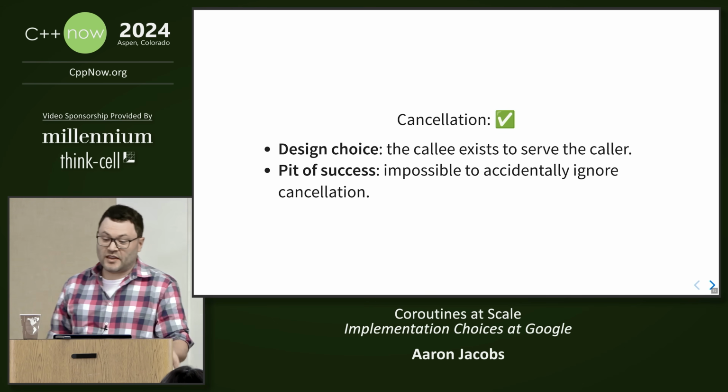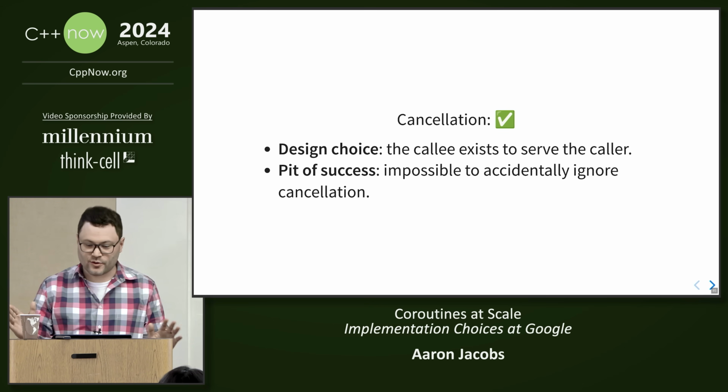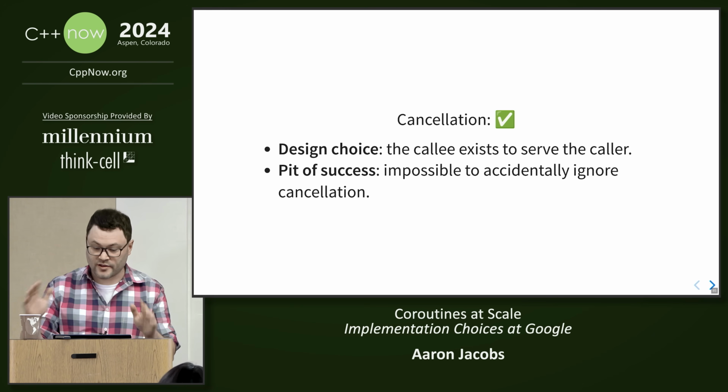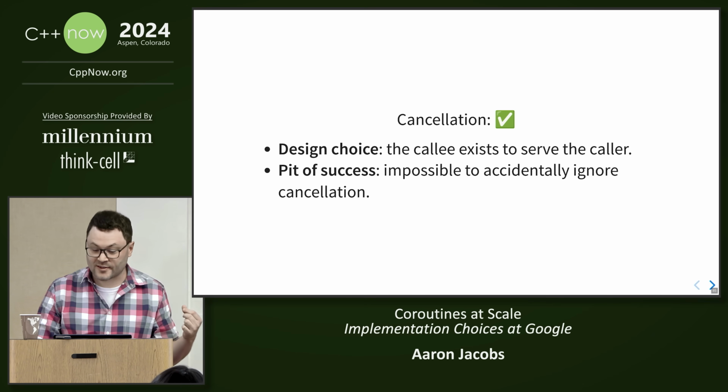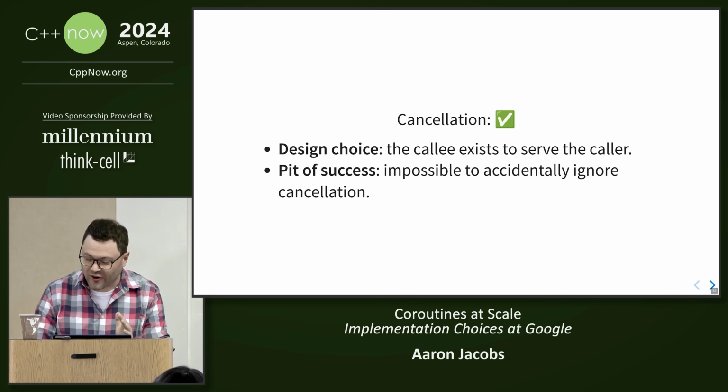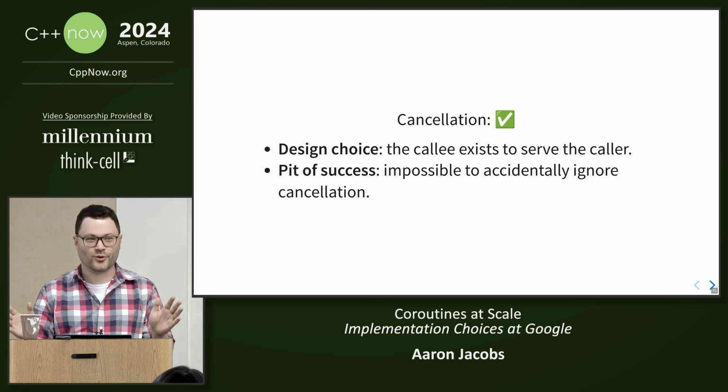And with cancellation, we made the design choice that the callee has no say in the matter. They don't get to choose to just keep going while ignoring cancellation. They can run destructors, but otherwise they have no say in the matter. And that means we have the pit of success where it's impossible to not know that cancellation needs to be dealt with. You have to use RAII, and beyond that, everything mostly just works.